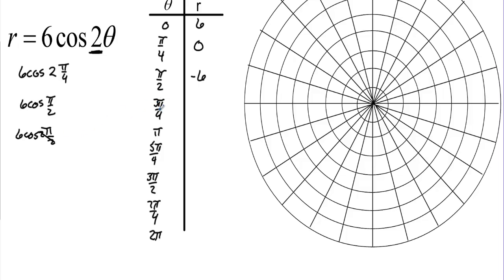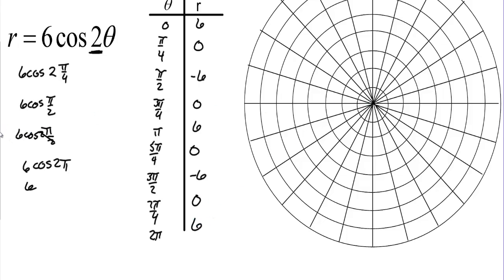When the 2 cancels out with the 4 and we have 3 pi over 2, that's back to 0. And then the 6 times cosine of 2 pi, when we plug pi in, cosine of 2 pi is 1, so we have 6. And now we kind of see the pattern that develops when you choose the pi over 4s. It goes 6, 0, negative 6, 0, 6, 0, negative 6, and then 0 and back to 6.